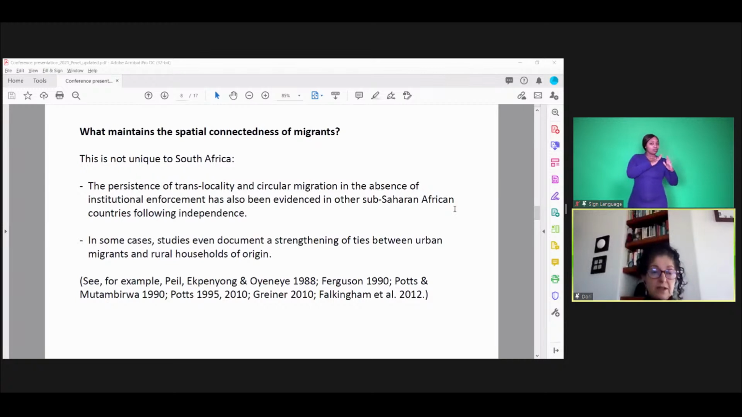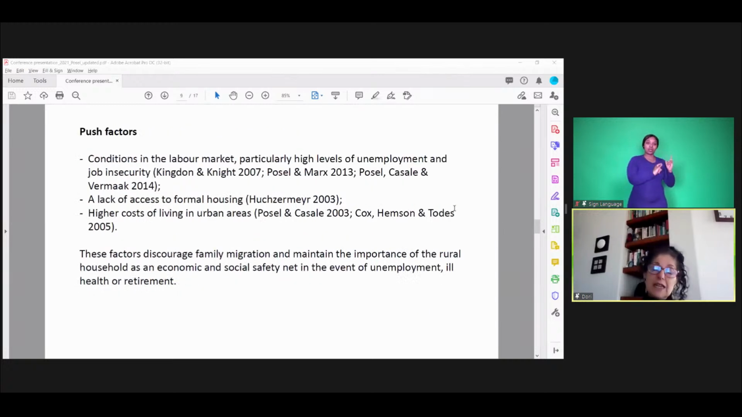And I think we need to recognize that this is not unique to South Africa. The persistence of translocality and circular migration and the absence of institutional enforcement has also been evidenced in other sub-Saharan African countries following independence. And in some cases, studies even document a strengthening of ties between urban migrants and rural households. It's likely that both push and pull factors are important in accounting for this persistence in spatial connectedness and the absence of institutional constraints.